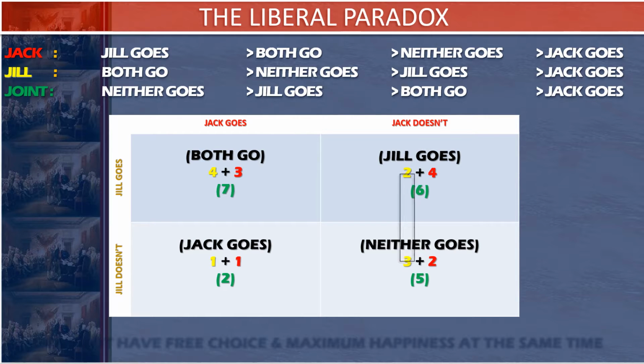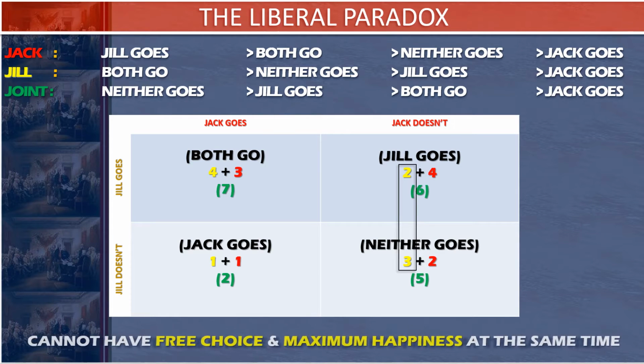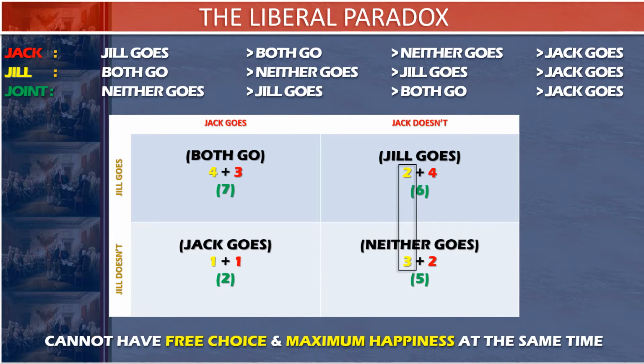But now that he doesn't want to go, Jill is faced with a choice. She has to compare Jack not going, and she would rather not go than go by herself, 3 versus 2. So where you end up is in the bottom right column where neither of them go, which is only a total of 5 points, which is less than 7 points. So they each have free choices. If they make their free choices, they're not going to end up in their best outcome, which is both of them going to see this movie. And this is that you can't have free choice and maximum happiness at the same time.